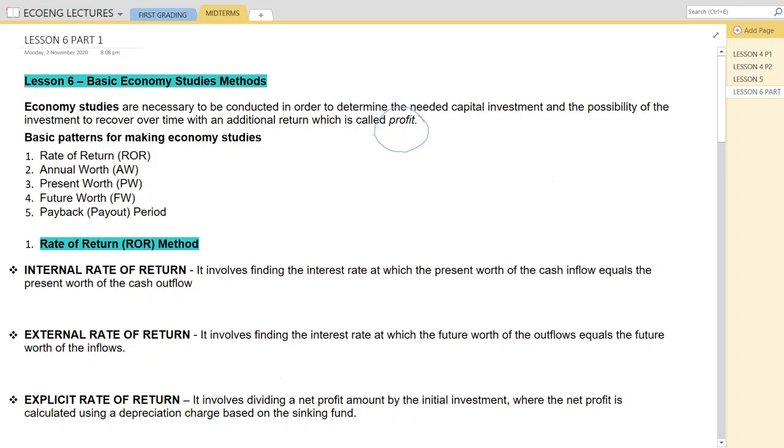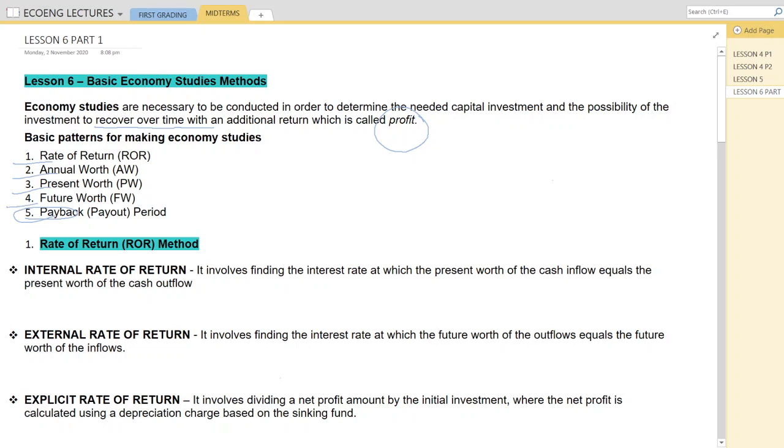And since economics is concerned with the production, distribution, and consumption of goods and services, we have to have this financial benefit, or what we call the profit. And the recovery of the investment, so we also have the payback or the payout period. So we have here 5 patterns or methods for making economy studies: the rate of return, annual worth, present worth, and future worth.